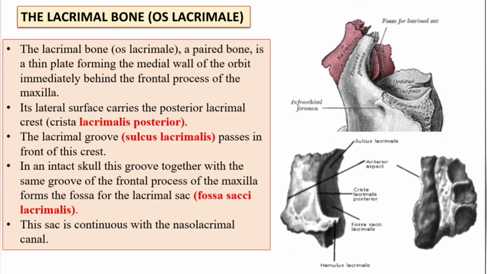So here is another image showing the lacrimal bone. You can see sulcus lacrimalis. You can see the crest here, crista lacrimalis posterior, and the fossa sulci lacrimalis, and it also has this hamulus down, hamulus, like a hook.